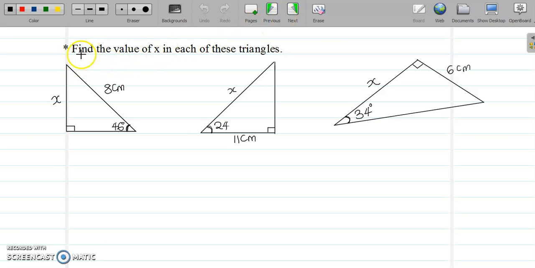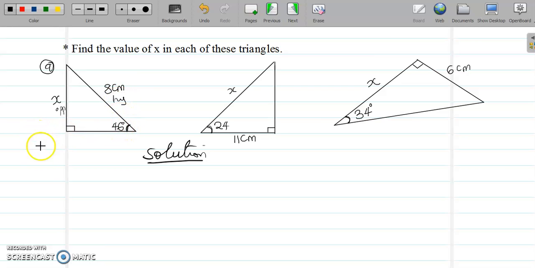Now let's look at this question. It says, find the value of x in each of these triangles. The first one, A, find the value of x here. Solution. For me to find the value of x, I use the known to find the unknown. This is the angle given. This is the right-angled triangle. That means here is the hypotenuse. This is the angle given, so here is the opposite, opposite to the angle. Now I have the opposite and the hypotenuse with the angle.